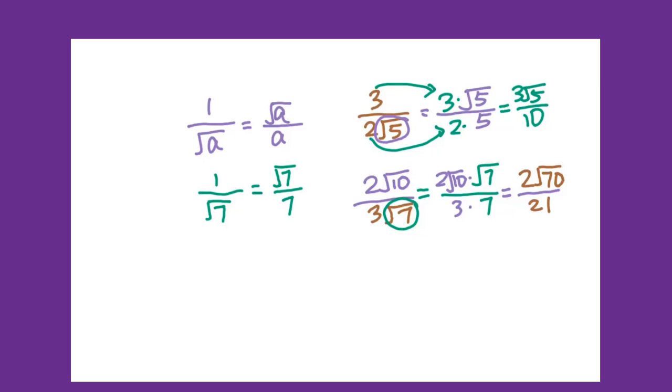Square root of 70, we cannot divide it by 4, 9, 25, 49. That's a prime number squared. Therefore, it's simplified. Then this will be the answer.